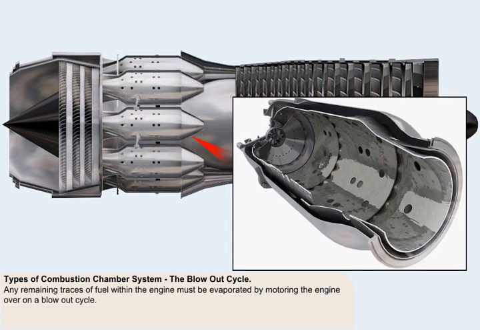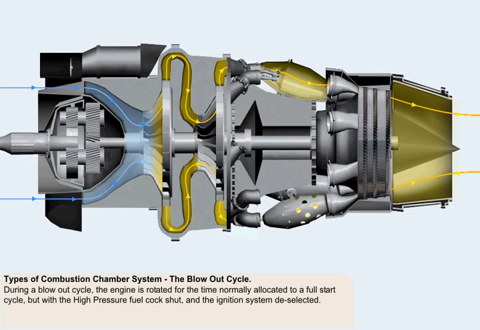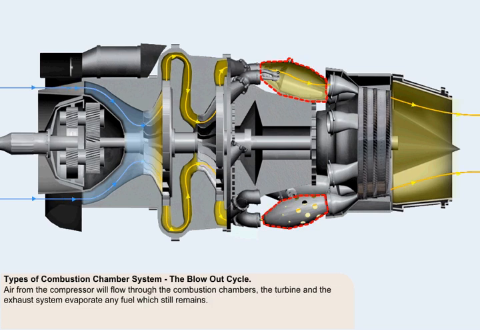To this end, the engine must be motored over on what is termed a blowout cycle. During a blowout cycle, the engine is turned over by using the starter motor. It's rotated for the time normally allocated to a full start cycle, but with the high-pressure fuel cock shut and the ignition system deselected. Air from the compressor will flow through the combustion chambers, the turbine, and the exhaust system, and assist in the evaporation of any fuel still remaining within.